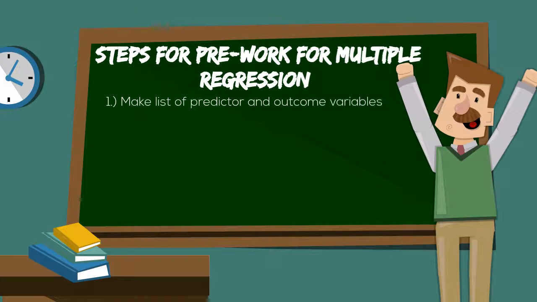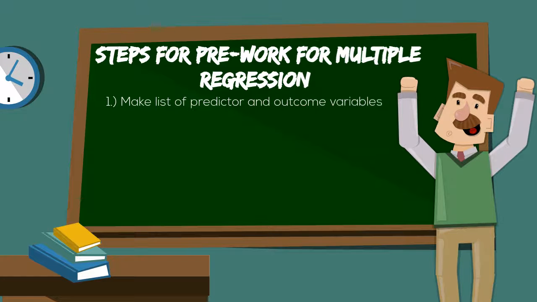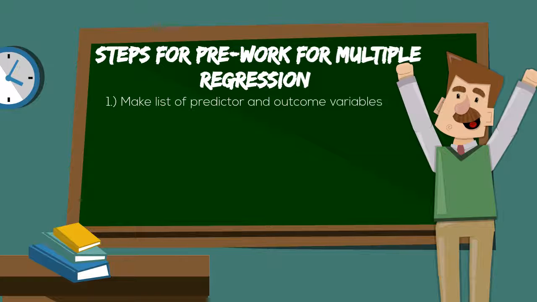So number one, make a list of predictor and outcome variables. This is basically just stating what is your outcome variable, obviously, first, and then what are you trying to use to predict that outcome? You don't want to just run in blindly thinking, okay, this is what I want to do. Sit down, take your time deciding what you want to do.